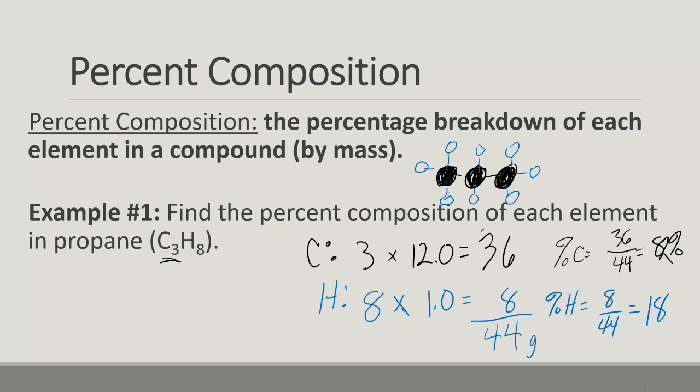So that should have been 82 if I looked. 36 divided by 44 was 81.8, which would round up to 82. Or you could say 81.8 and 18.2. Either one works. All right. So that's how you do percent composition.